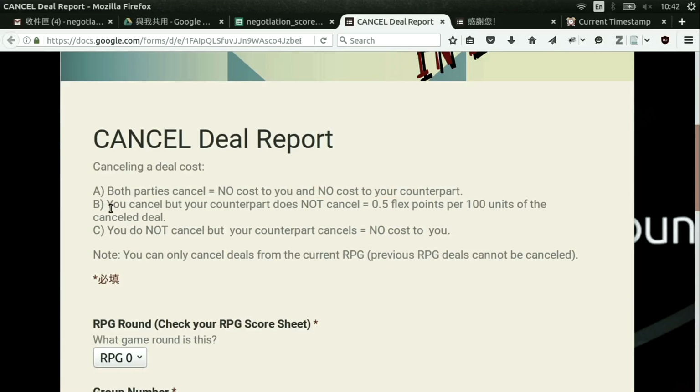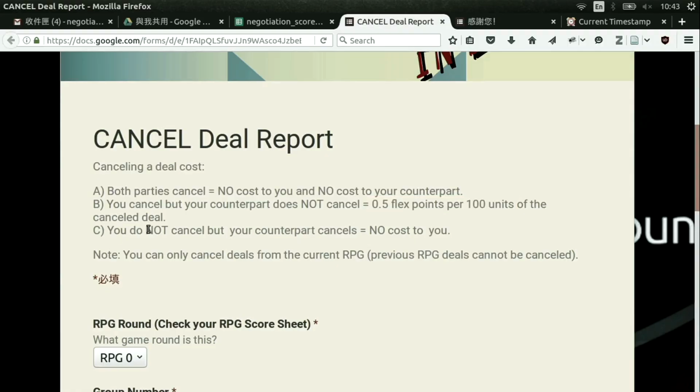What about B? You cancel, but the counterpart does not cancel. So that means I cancel, but the side I made a deal with, they don't want to cancel. So what happens? It's going to cost me. How much will it cost? It will cost 1/2 flex point for every 100 units of the deal. In this case, we had 500 units for this deal, so that would be 500 times 0.5 flex points, 2.5 flex points.